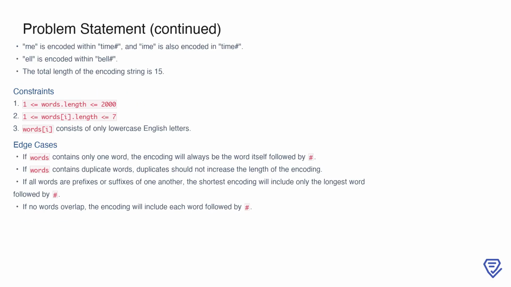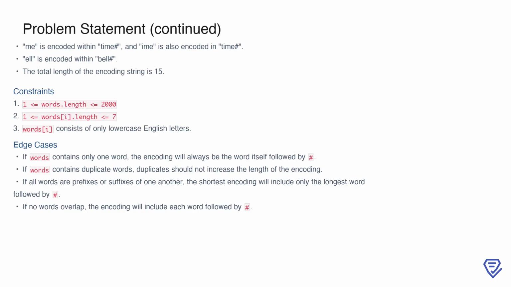Let's explore a more complex scenario with the input time, me, ime, bell, l. Here, a valid encoding would still be time#bell#. The word me is encoded within time#, and ime is also encoded within time#. Similarly, l is encoded within bell#. This encoding captures all the words while avoiding redundancy. The total length of this encoding string is 10.